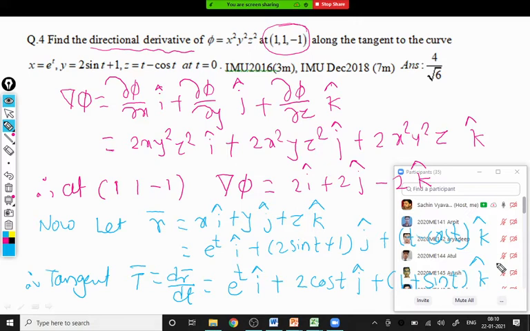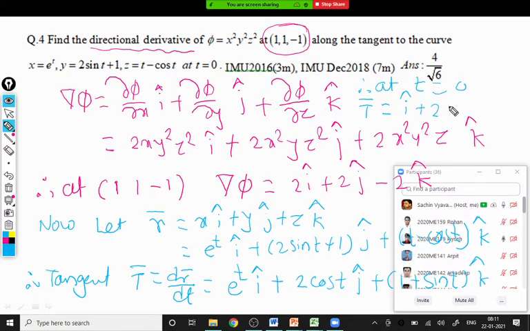We want a tangent vector at a particular point. And what is that point? t is equal to 0. So put t equal to 0 and tell me t bar. Therefore at t equal to 0, t bar is e raised to 0, which is 1. What about cos 0?